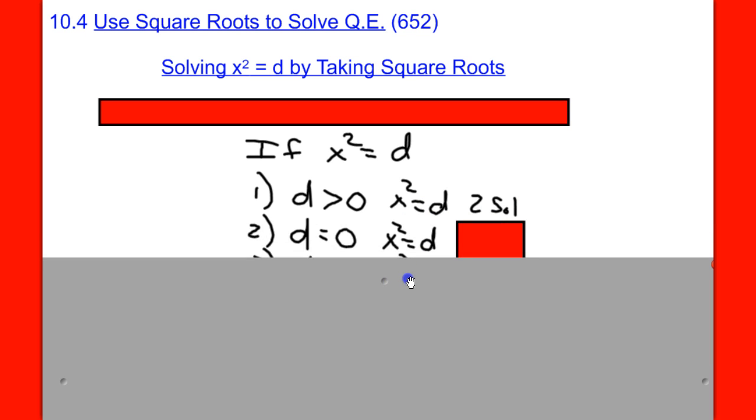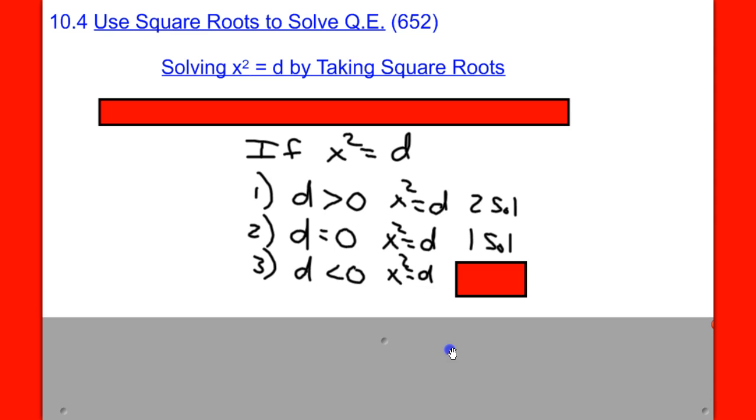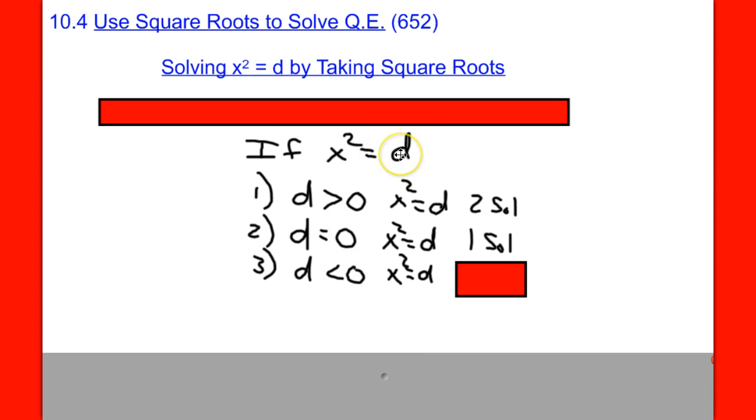If d equals 0, so if I take the square root of both sides, square root of x squared is x, but the square root of 0 is, that's right, 0, right? So that would leave us with just one answer, one solution for x. And finally, if x squared equals a negative, let's say that d was a negative number, like -1. The square root of x squared would still be x, but what is the square root of -1? That's right, there is no solution. We can't define that, right? There is no value that when you square it equals -1.